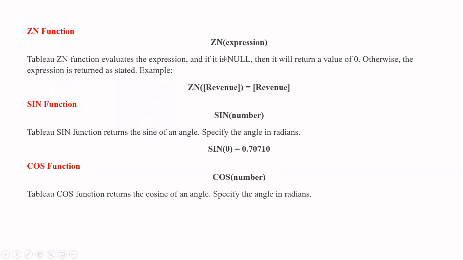If we don't use the Zn function, it will return null. So we may not have an idea where the problem is. In order to convert the nulls to 0, we can use the Zn function. The Zn function converts the particular field to 0 if it is null.